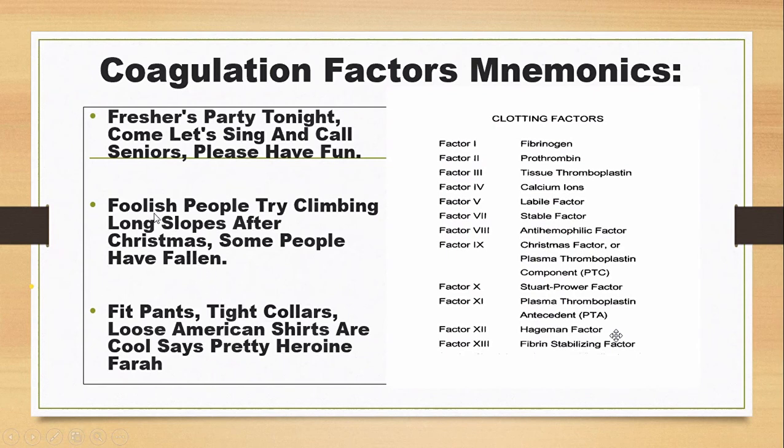Another mnemonics is foolish people try climbing long slopes. After Christmas, some people have fallen. And this one, fit pants, tight collars, loose American shirts are cool, says pretty heroine Farah. So all of these three are about the clotting factors. But don't worry, I won't ask this in the multiple choice.